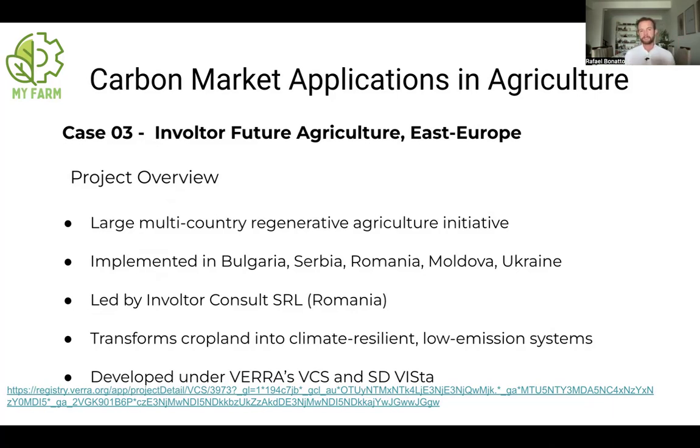But considering our presentation, the project overview: it's a large multi-country regenerative agriculture initiative. You notice that regenerative agriculture is something transversal to many of the projects. And it's implemented in Bulgaria, Serbia, Romania, Moldova, and Ukraine. Remember the leading institution of the second project, which was Bari in Italy? Here, the leading institution is a Romanian institution called Involter Consulting SRL. Okay? The main goal of the project is to transform cropland into climate resilient and low emission systems. As I mentioned before, they're using a Verra methodology, VM0042.